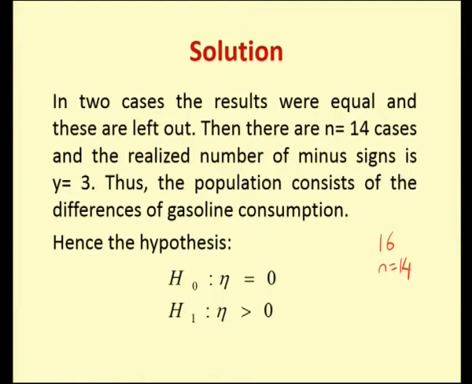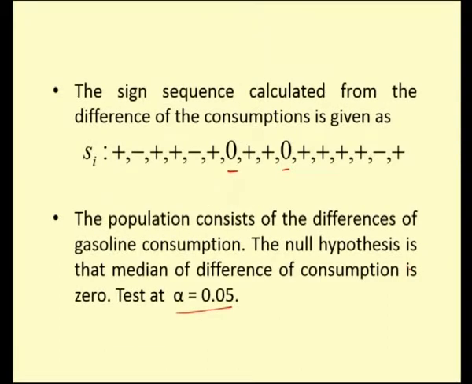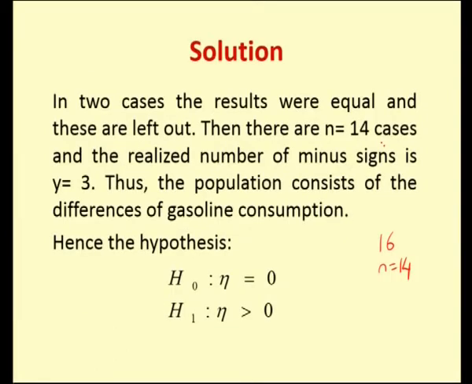is, here it is 1, 2 and 3. So here y is equal to 3. So the population consists of difference of gasoline consumption, hence the hypothesis you are going to test is going to be H naught such that eta is equal to 0 against the alternative I have taken eta is greater than 0, median value is greater than 0.